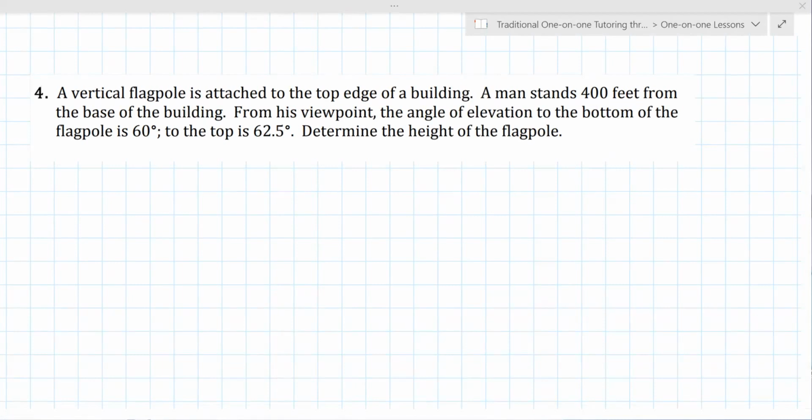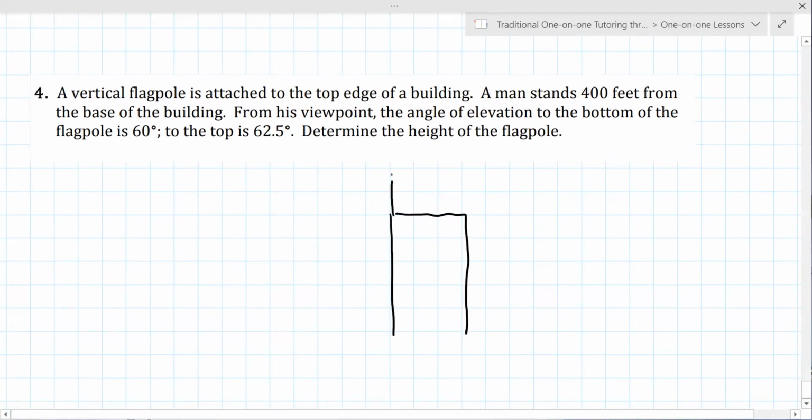Vertical flagpole is attached to the top edge of a building. So it's like, here's your building. Here's the vertical flagpole. A man stands 400 feet from the base of the building. Here they want the height of the flagpole. But we assume it's from the ground, even though a person's not quite there.